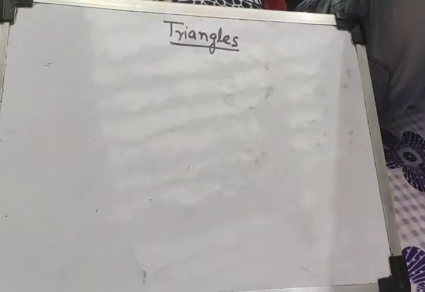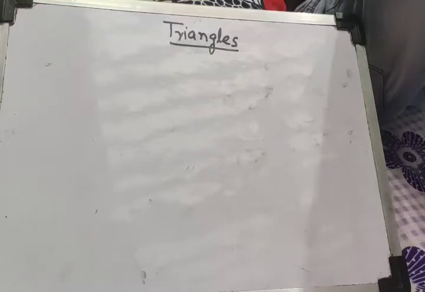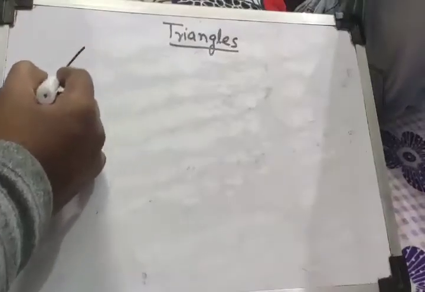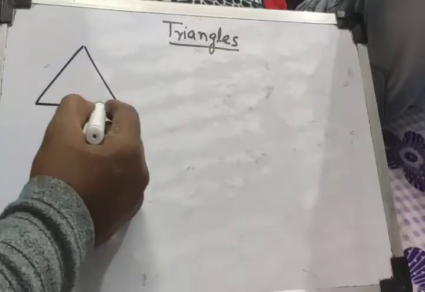So we are in the second video of triangles. Here we'll discuss some more properties of triangles. Among them, the first one is: in a triangle, consider its name is ABC.